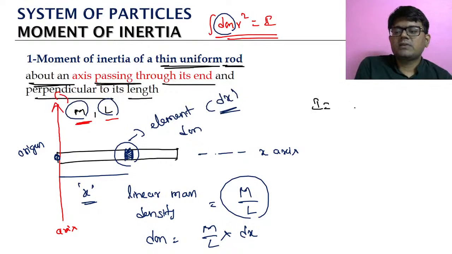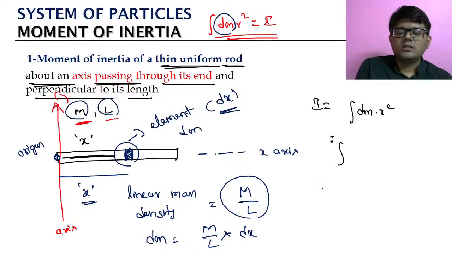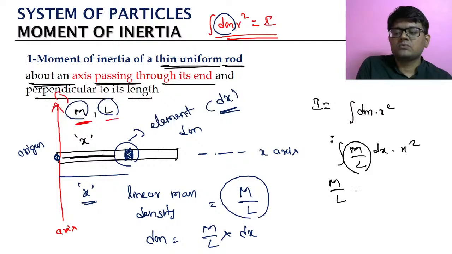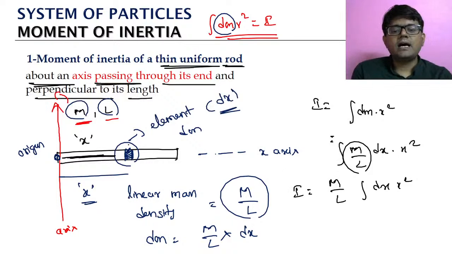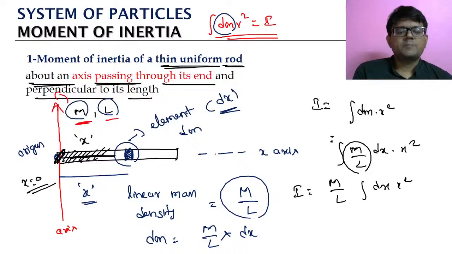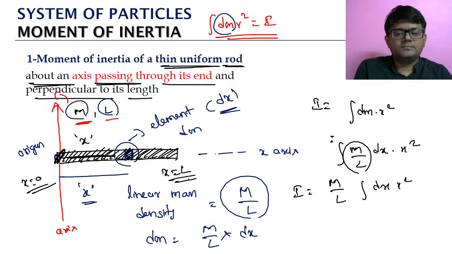Now we come to the important step. The moment of inertia we have to integrate: dm into the distance of the element from the axis, x, so dm into x square. Dm is capital M by L into dx, so it is M by L into dx into x square. M by L is constant, so it comes outside the integral: integral dx into x square. What should be the limits of the integration? X is equal to 0, starting from that origin, and we take all the small elements up to x is equal to capital L. Integrating will cover all the elements of the entire rod.